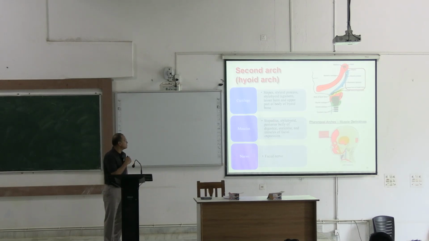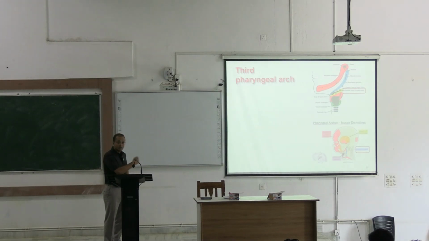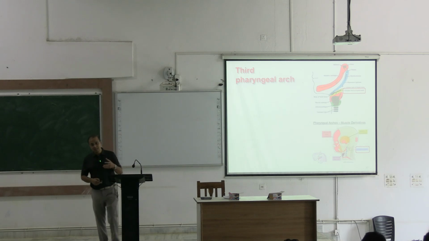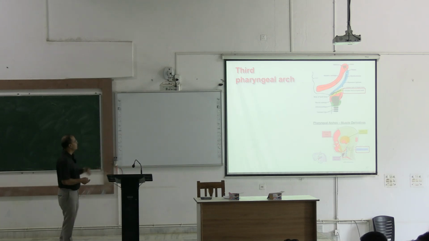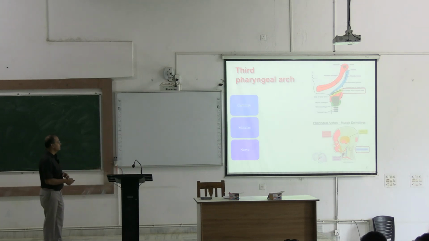So, this is about the second arch, the mesenchymal element arriving from it. Third pharyngeal arch is relatively easy to memorize. Again, it has a very simple thing to memorize: cartilage, muscle and nerve supply. There is one muscle derived from here, thankfully we have just one, the stylopharyngeus, which is related to the pharynx and anchored to the styloid process.